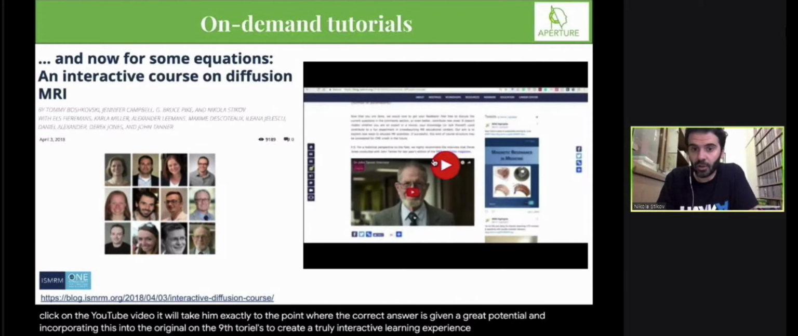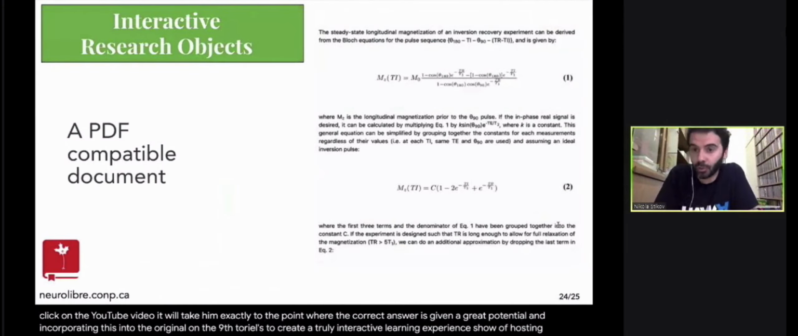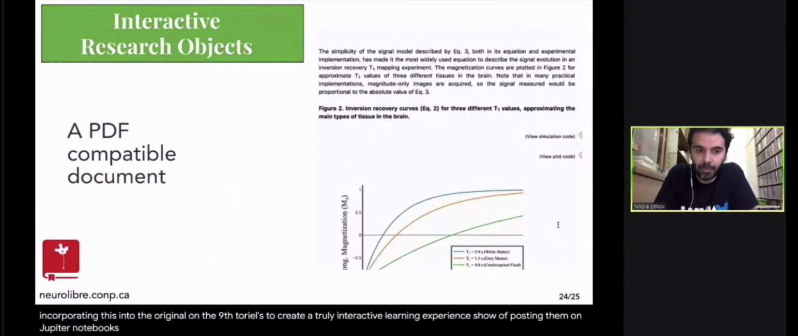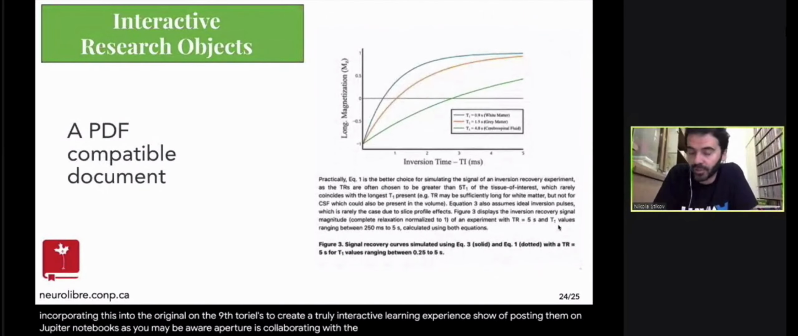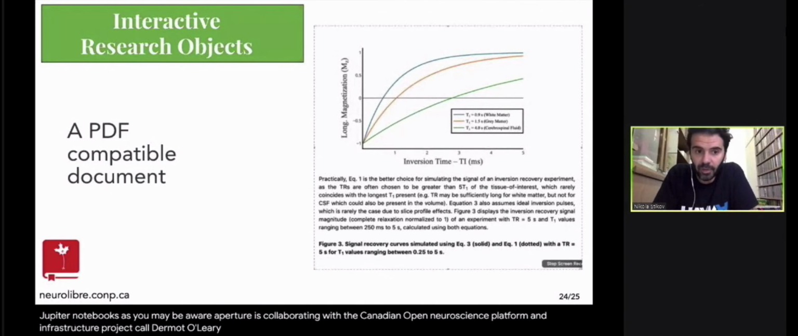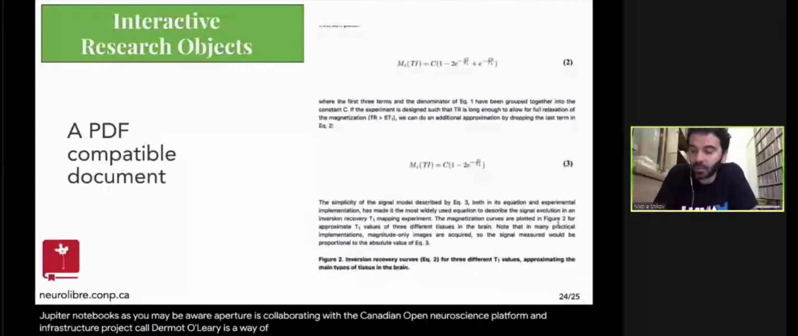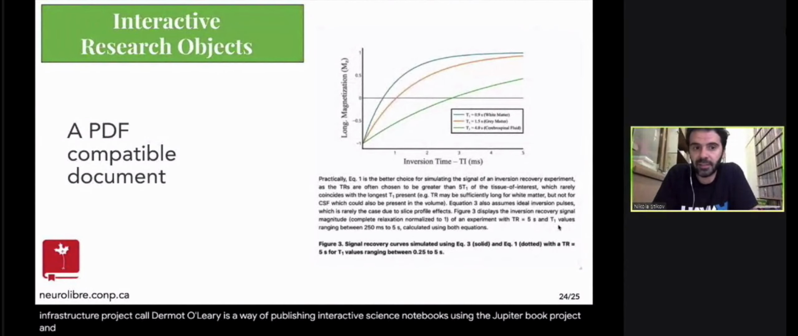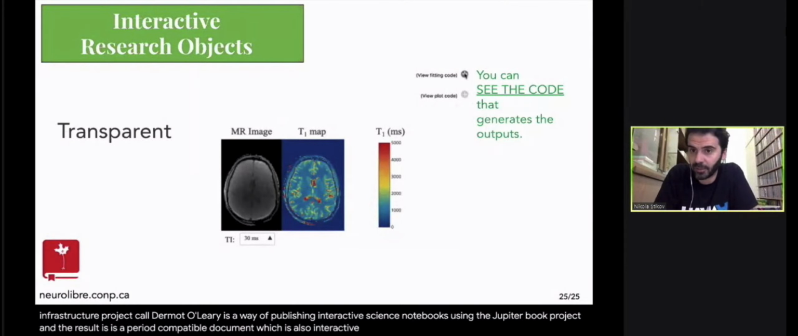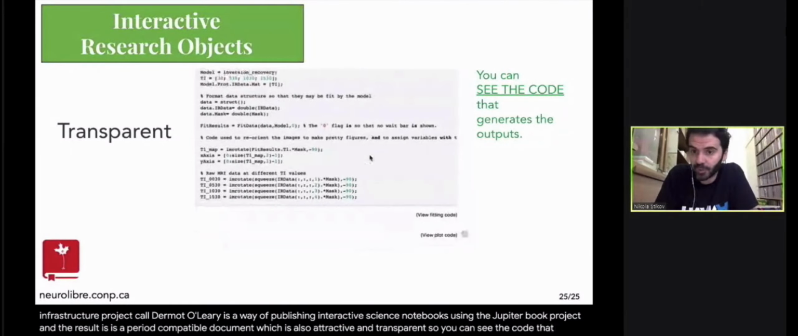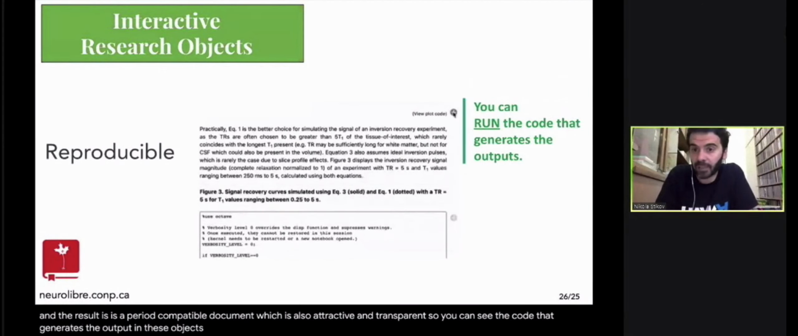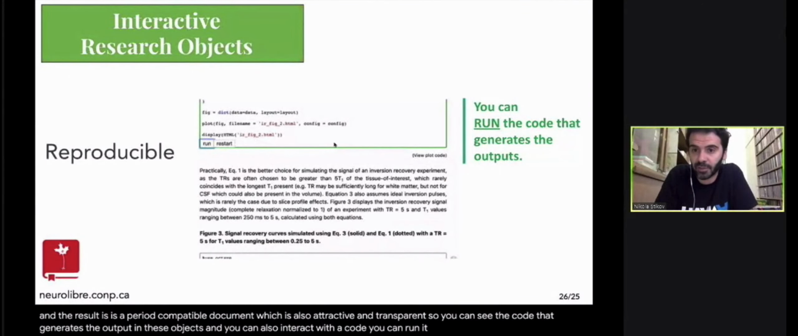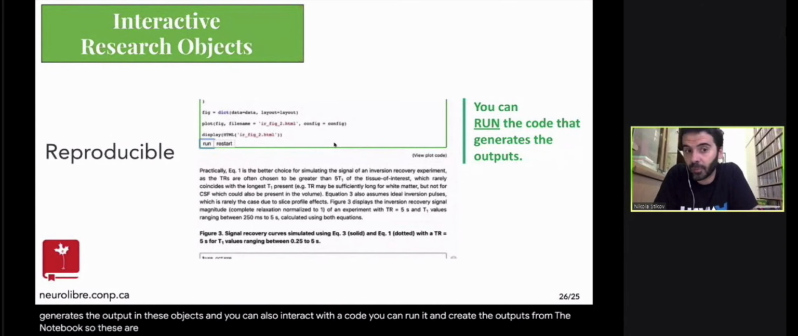Speaking of tutorials, there's also the potential of hosting them on Jupyter notebooks. As you might be aware, Aperture is collaborating with the Canadian Open Neuroscience Platform and their flagship project called NeuroLibre. NeuroLibre is a way of publishing interactive neuroscience notebooks using the Jupyter Book project. And what the result is a PDF-compatible document, which is also interactive and transparent. So you can see the code that generates the outputs in these objects, and you can also interact with the code. You can run it and create the outputs from the notebook. So these are also reproducible research objects.